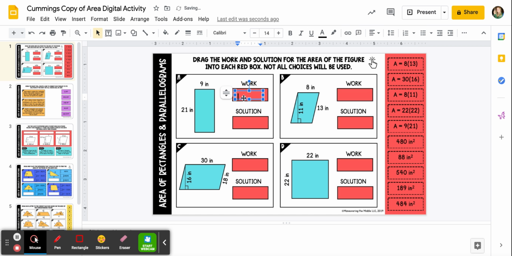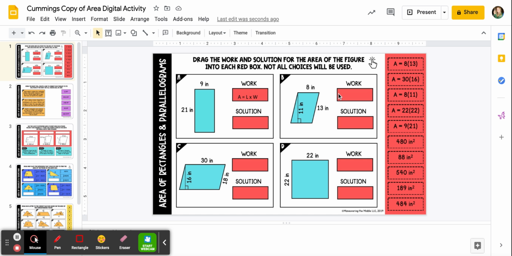It will be area equals length times width. So the length times the width, plug it in your calculator. You need to write the answer and you need to write inches squared for the solution. The next one is a parallelogram. So the work will be as follows.